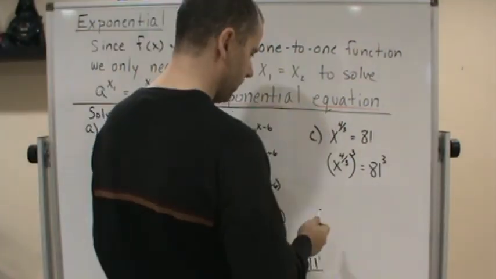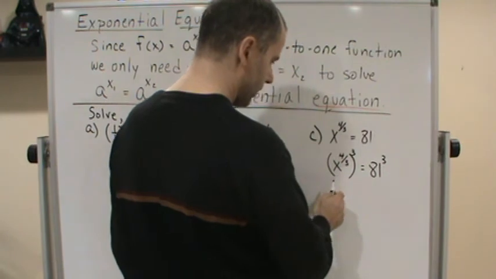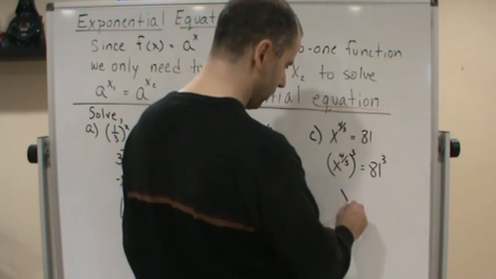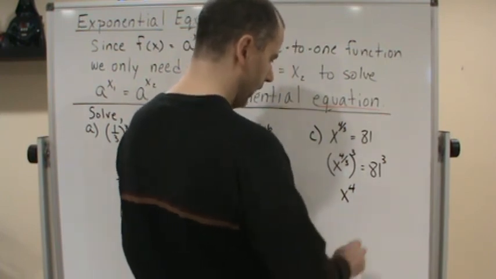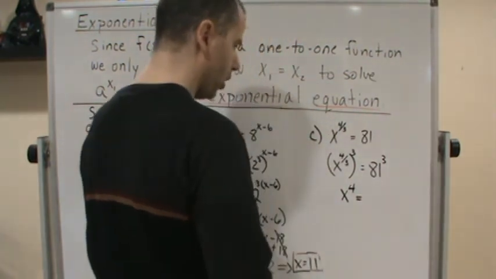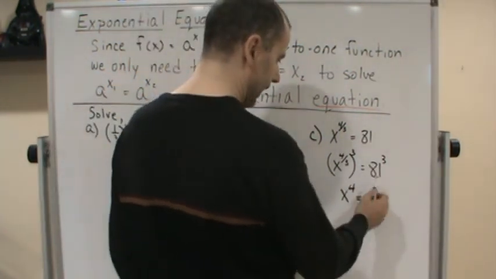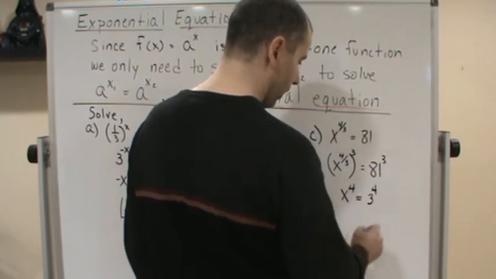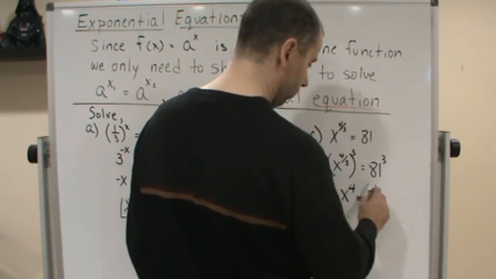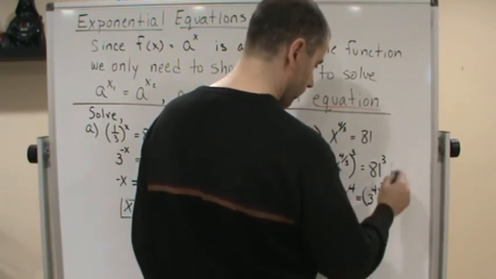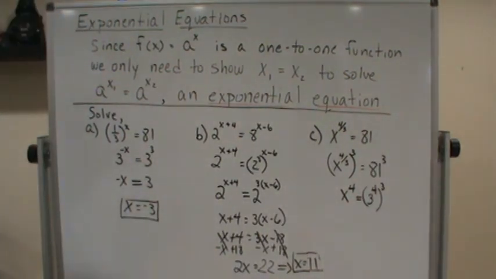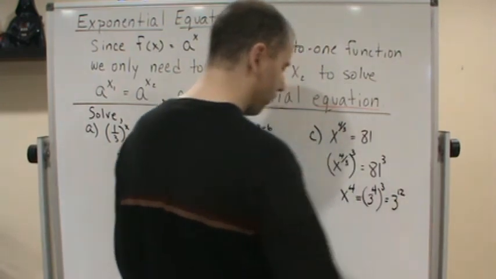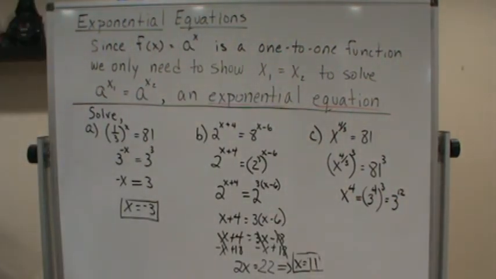The first thing is, I know this side is going to simplify, because the power rule tells me to multiply these exponents, and 4/3 times 3 just gives me x to the 4th. And I know I can write 81 as 3 to the 4th, and then raised to the 3rd power, which means I can rewrite this as 3 to the 12th power.